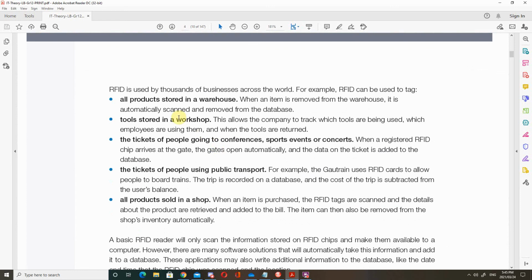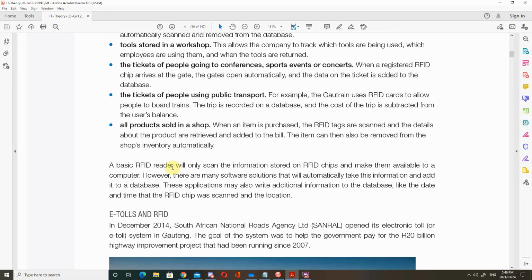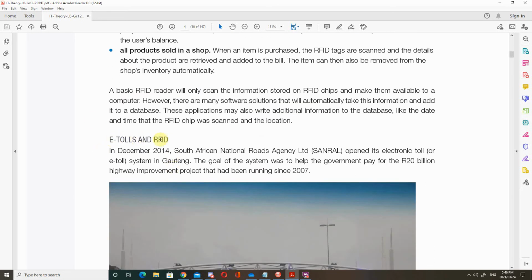Then let's see what they've got here. Okay, so RFID, you can do all these things with it. Tickets for people on public transport, all products sold in a shop, all products stored in a warehouse, tools in a workshop. So you can use that to keep track of where different things are. Okay, our e-tolls and RFID.